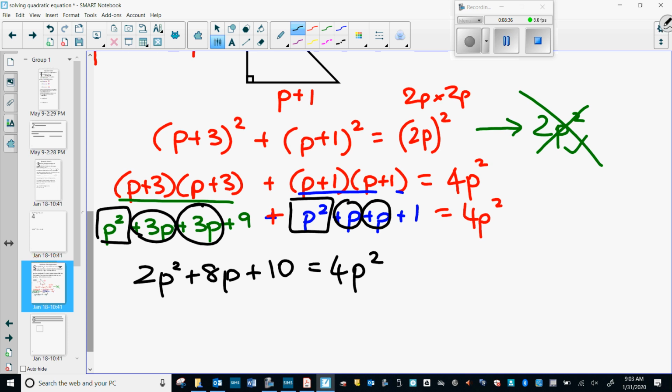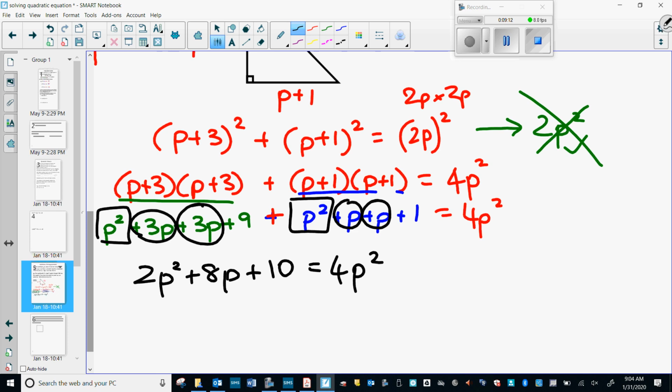Okay, so what did we say? We're trying to solve for p. So what kind of equation is this? Quadratic. That's the topic we're looking at. It's a quadratic equation because it has a p squared in it.